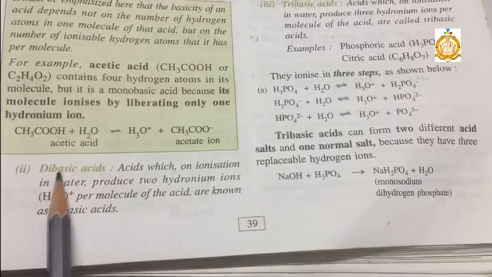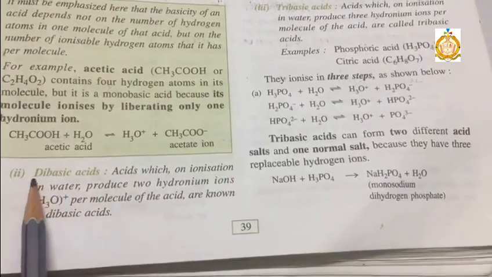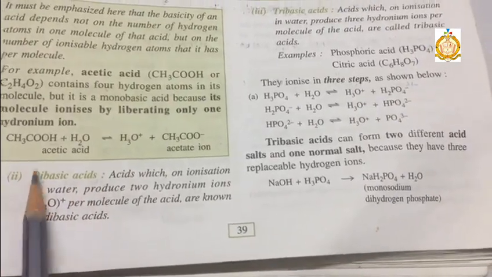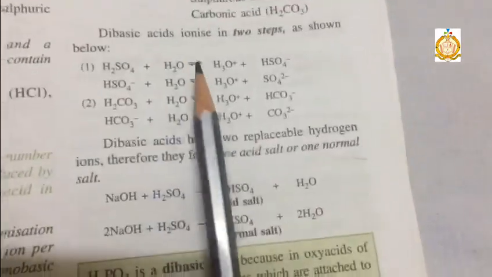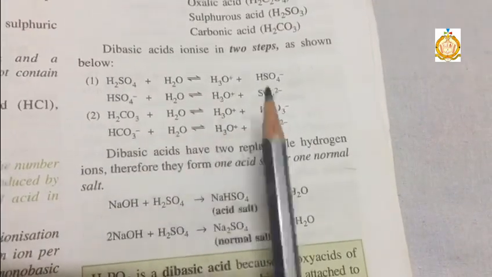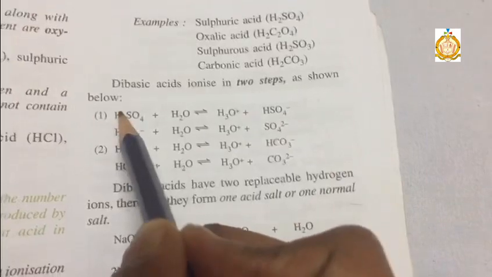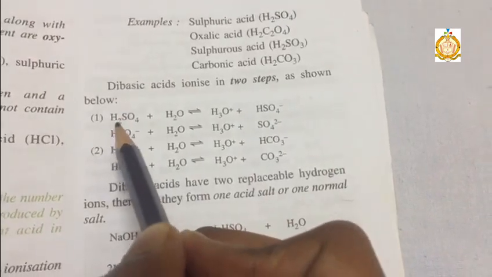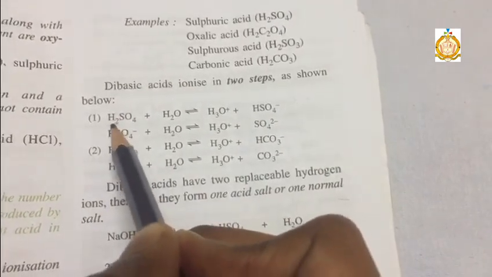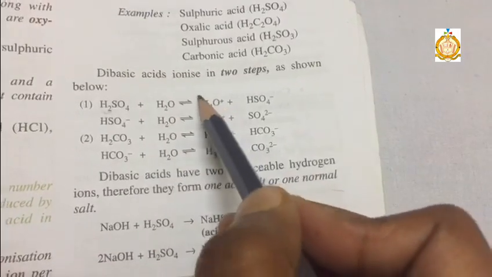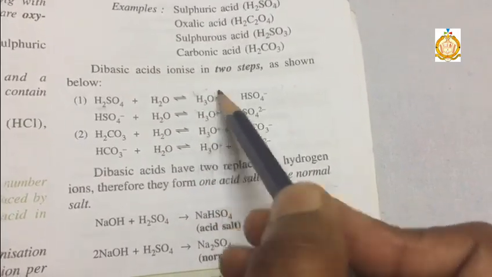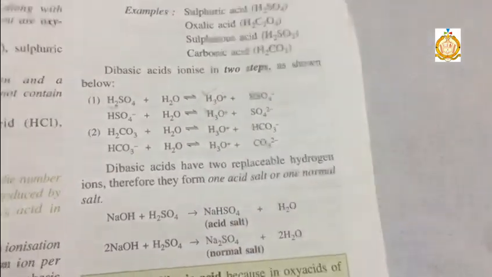Next is dibasic acid. What do you mean by di? Di means 2. So can you give the answer? What are dibasic acids? The acids which furnish two hydronium ions are called dibasic acids. See, two hydronium ions: in sulfuric acid, the first is furnished here and the next is furnished here. Two are there, so it is a dibasic acid.